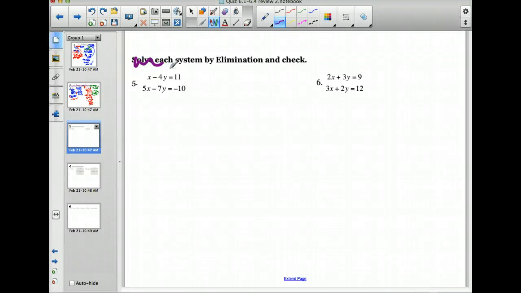Alright, so again, ignore this. I want you to be able to look at these and identify what the best method is. So since both these equations are in standard form, the best method is going to be the elimination method.